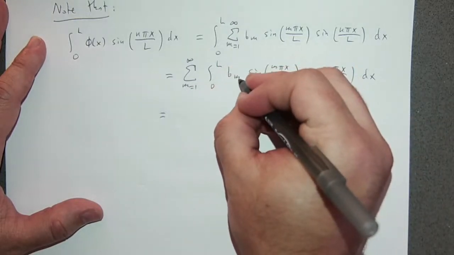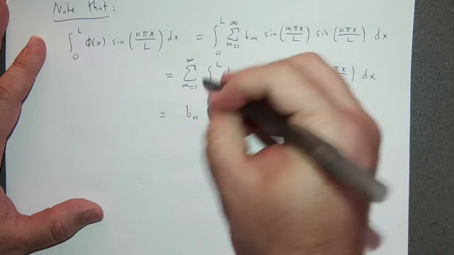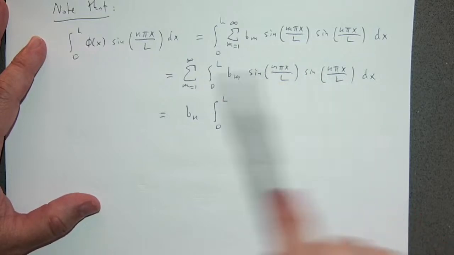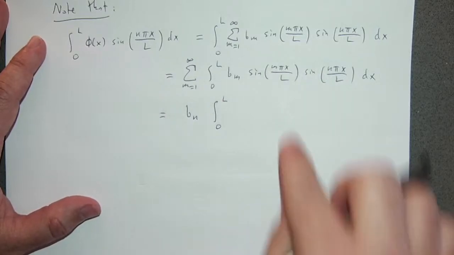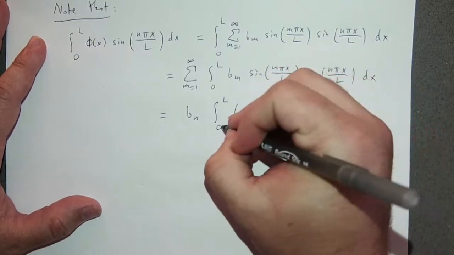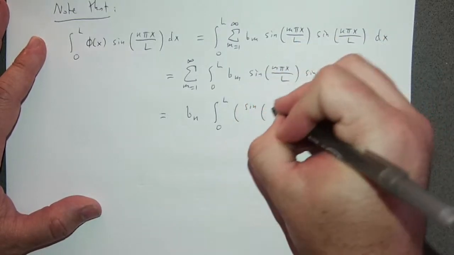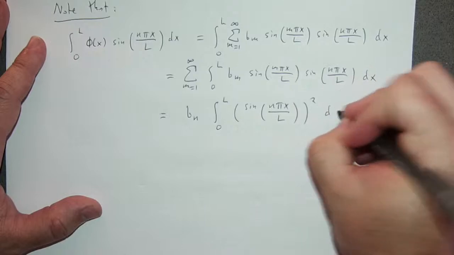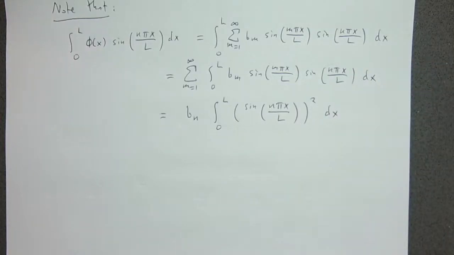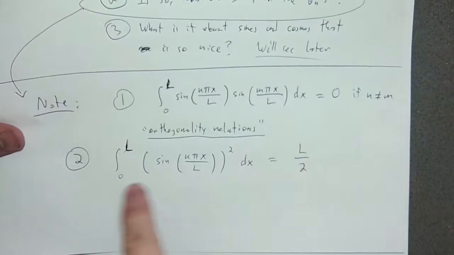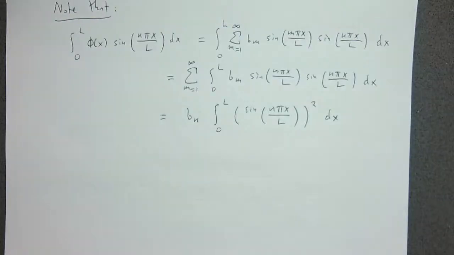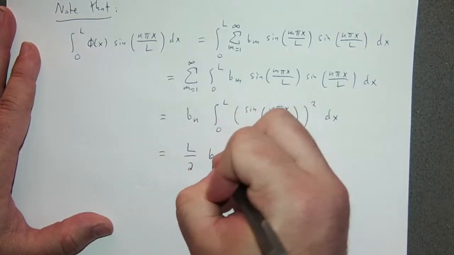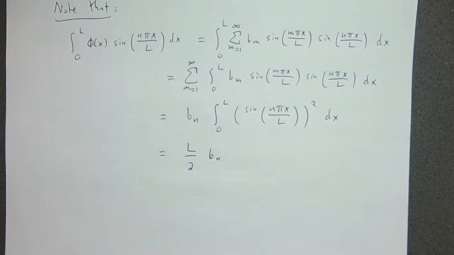So we have b sub n here, which I can move out. This is b sub n times the integral from 0 to L. All these integrals render this 0 except when m is equal to n. And so we have the integral from 0 to L of sine of n pi x over L squared dx. But from the second orthogonality relation, that integral is just L over 2. So L over 2 times b sub n is what I get when I do this integral.